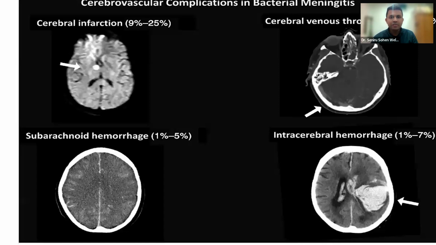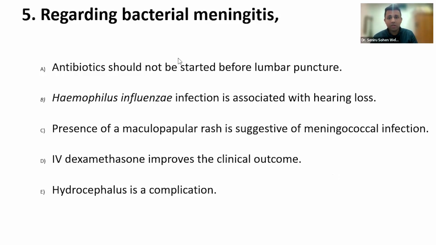which are seen in this picture. You can get cerebral infarctions, you can get cerebral venous sinus thrombosis. So if you have a patient who's been treated for meningitis and develops headache later with seizures, a strong suspect is cerebral venous sinus thrombosis, and you can get subarachnoid hemorrhages and you can get intracerebral hemorrhages. So with respect to this question, the first statement is false, second statement is true, third one is true, fourth one is true, and the last one is true.